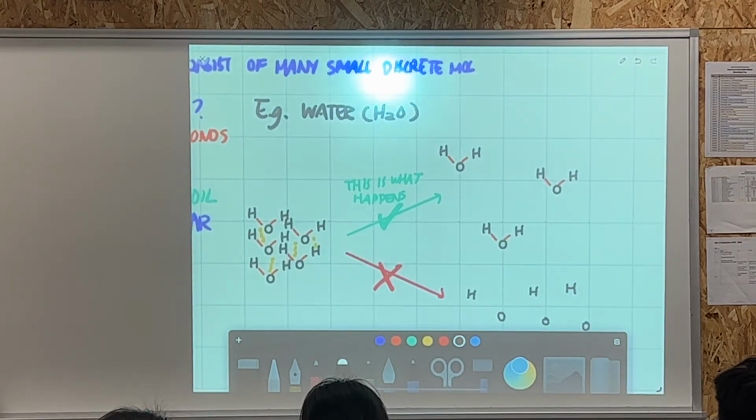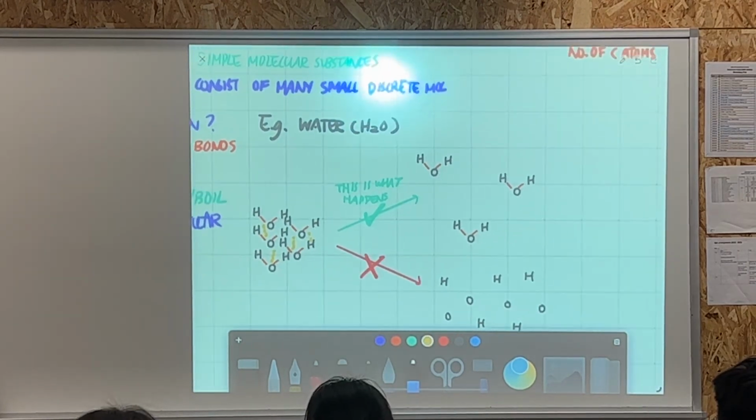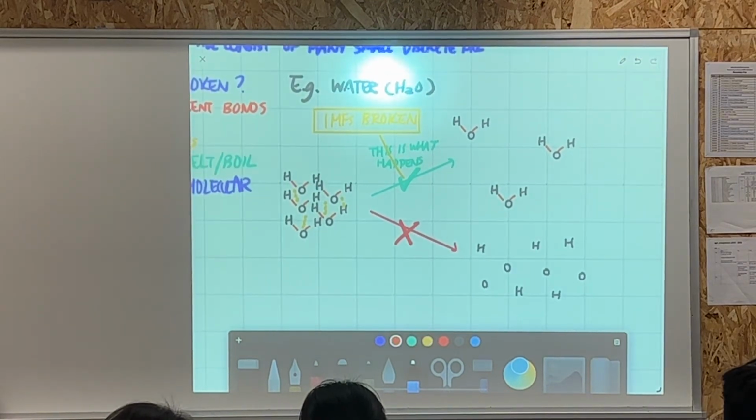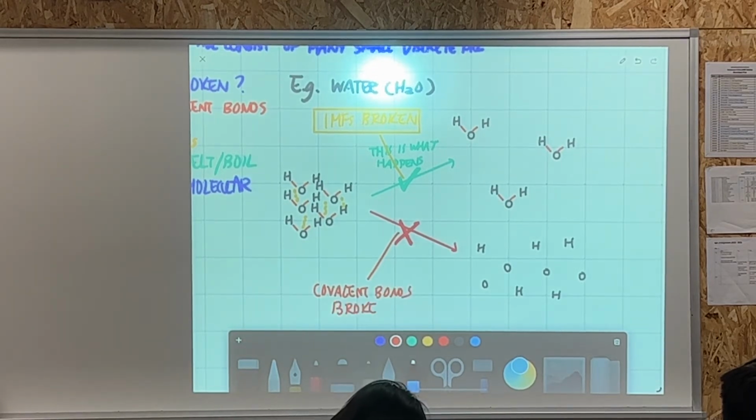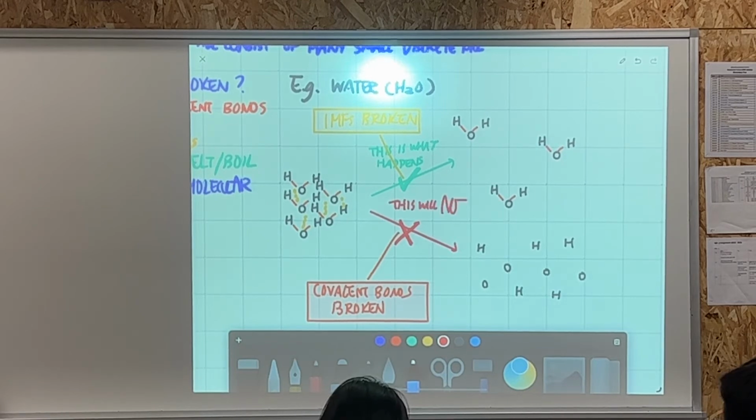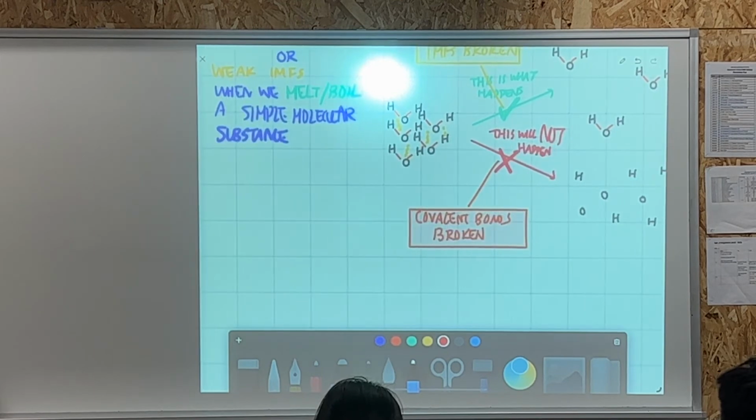So what is the thing that happened? The intermolecular forces are broken. So IMFs are broken. And what did not happen? The covalent bonds breaking. So covalent bonds will not be broken when you melt or boil the substance. So let me put this down. This will not happen. So from this, what conclusion can we draw?